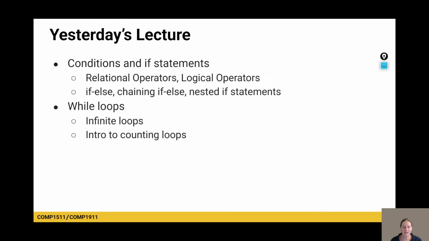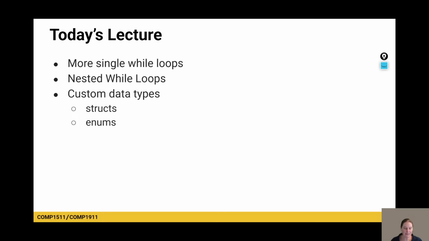All right, so what did we do yesterday? We looked at conditions and if statements, and we learned how to select chunks of code that we want to execute and jump over chunks of code we don't want to execute in different situations. And then we looked a little bit at while loops. So we looked at infinite loops, and I showed you a simple counting loop. I mightn't have told you it was a counting loop, but anyway.